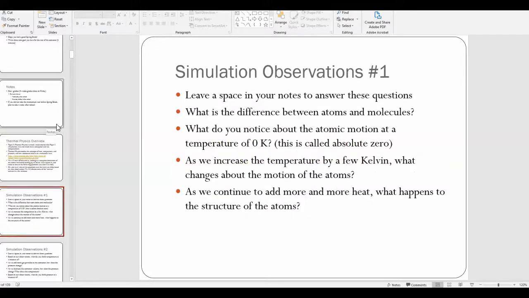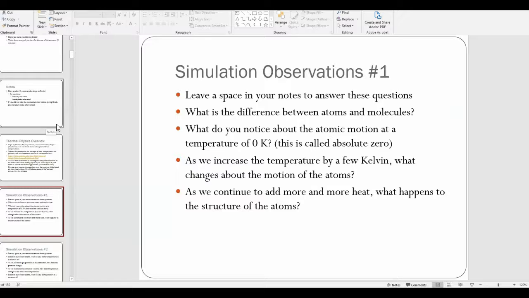Okay, and so the first set of questions are these. What is the difference between atoms and molecules? What do you notice about the atomic motion at a temperature of 0 K, or what we call 0 Kelvin, which is also called absolute zero?